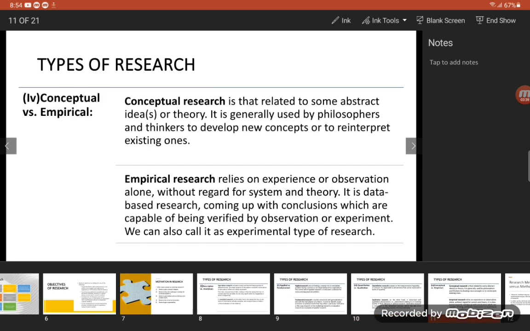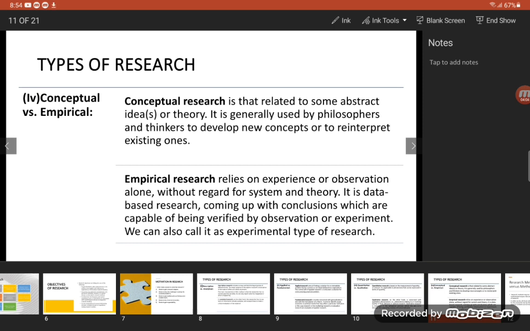Number 4, conceptual research and empirical research. With respect to conceptual, this is related to ideas and theories. It's related to the development of new concept. If you would like to develop a new concept or a new theory or new idea, this is the conceptual one. What about the empirical?